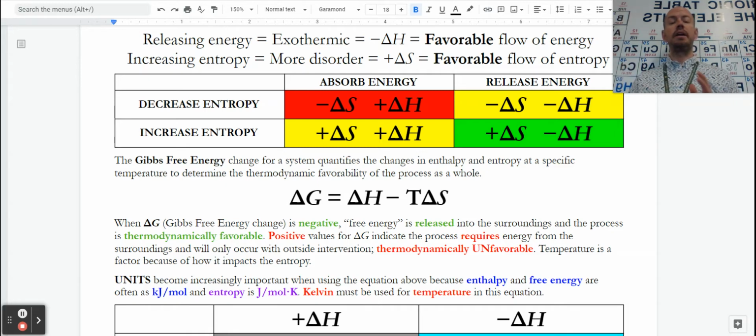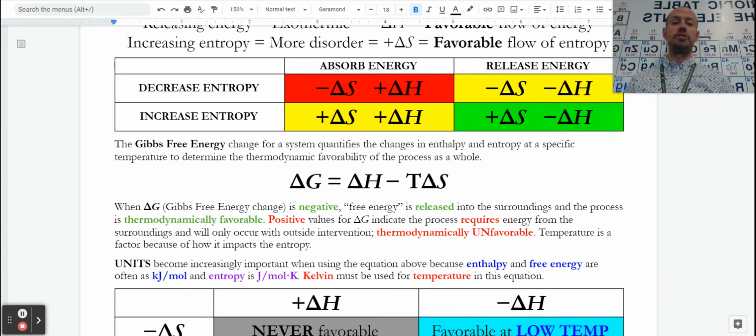For reactions that are becoming more disorderly or more random while releasing heat, that reaction is definitely, from a thermodynamic sense, going to be a favorable process. But we've got some other in-betweens here where it may or may not be favorable from one aspect. The concept or the calculation that puts this all together is Gibbs free energy.